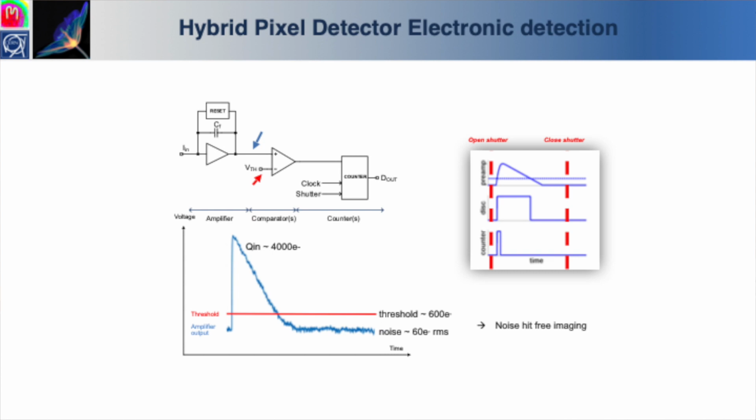And this is how the electronics on the pixel sensor itself works. So we have a preamplifier, which basically takes the input charge here, it makes a pulse. So this is a 4,000 electron pulse. We set a threshold on this thing here called the discriminator, and then if this charge is above the threshold, then we're going to do something with it. We're going to count the hits.